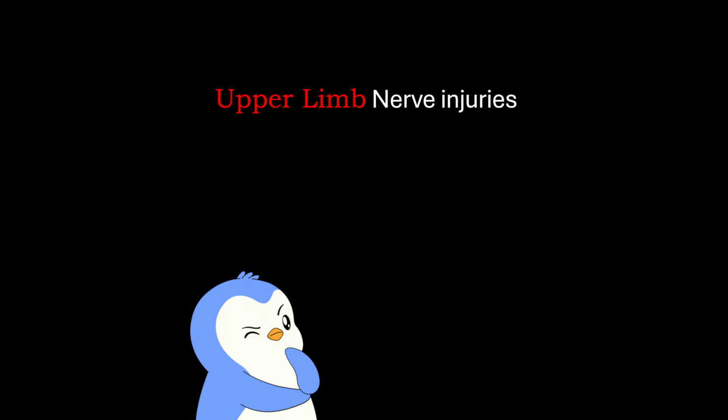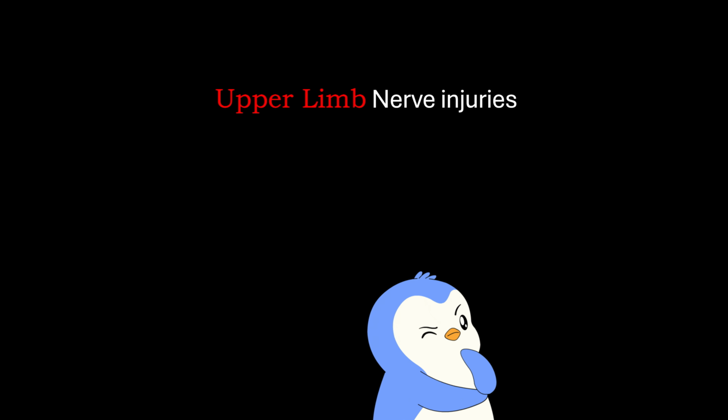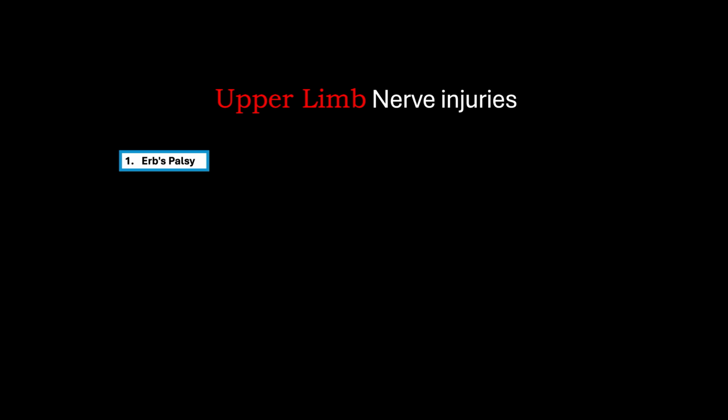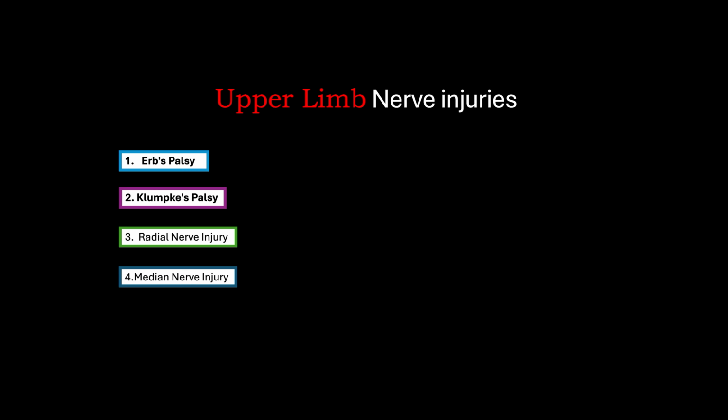So first of all, what are the major upper limb nerve injuries? We have mainly four important nerve injuries. They are Erb's palsy, Klumpke's palsy, radial nerve injury and median nerve injury. Let's start with Erb's palsy.